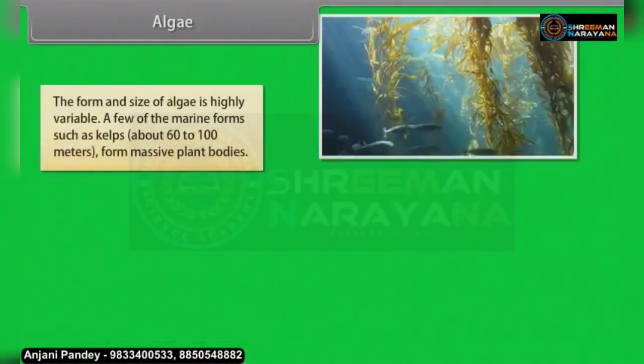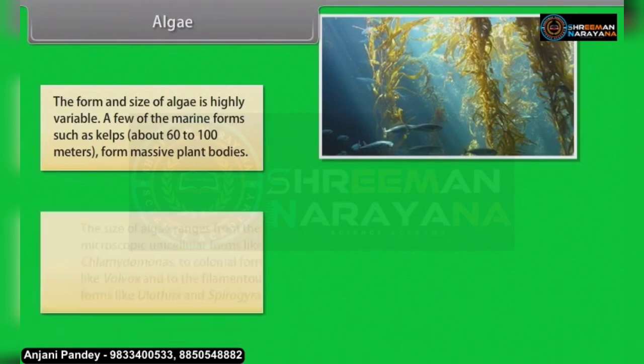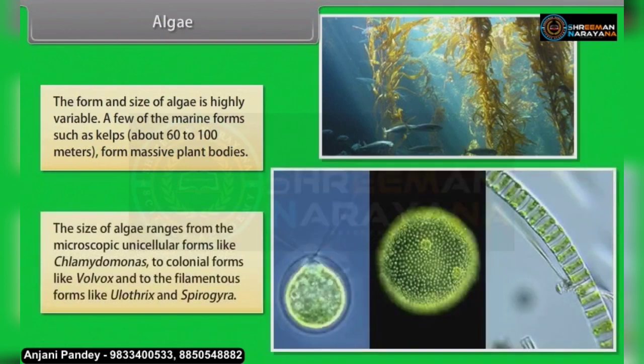The form and size of algae is highly variable. A few of the marine forms, such as kelps, about 60 to 100 meters, form massive plant bodies. The size of algae ranges from the microscopic unicellular forms like Chlamydomonas to colonial forms like Volvox, and to the filamentous forms like Ulothrix and Spirogyra.